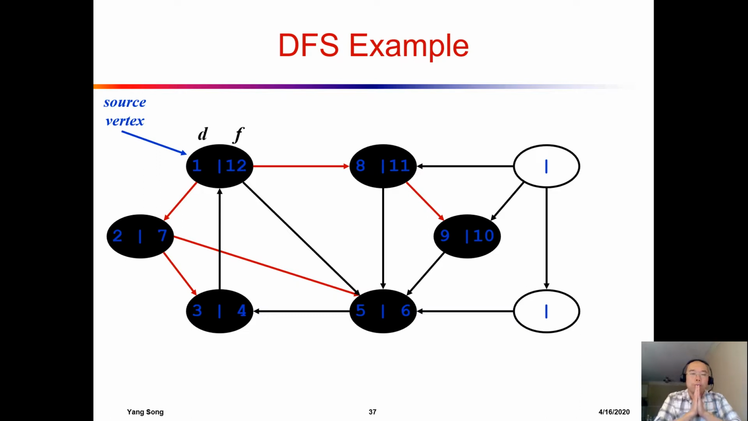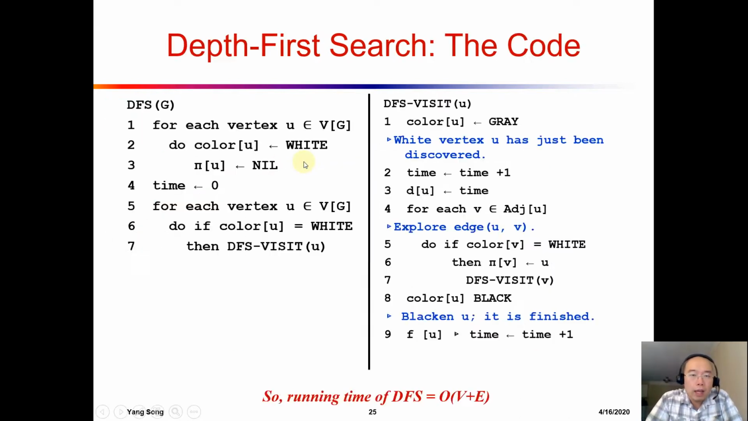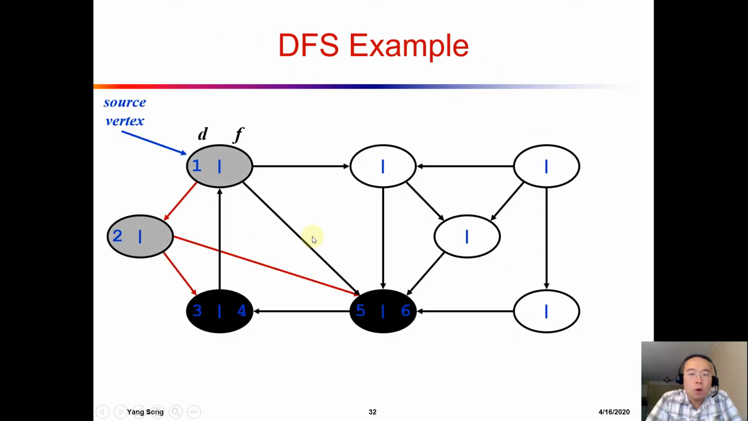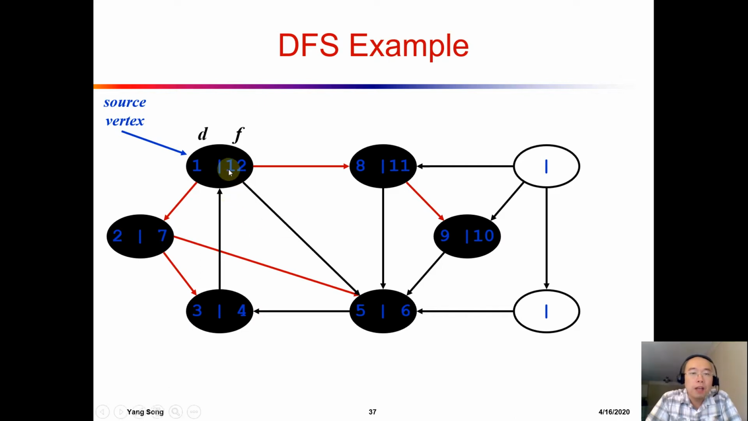Okay, so this is the first step. We finish all the possible nodes starting from the source vertex. But are we finished? The answer is no, we haven't. Why? Because here, the requirement is for each vertex u belonging to the vertices of G. So even though we have finished all the possible nodes belonging to this tree, we haven't finished yet because there are still 2 more white nodes.